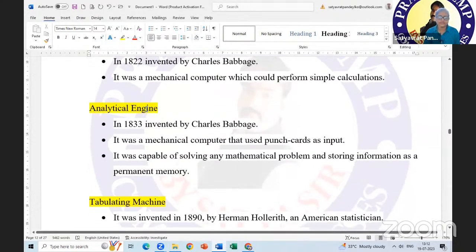Eighth is the analytical engine. In 1833, invented by Charles Babbage, it was a mechanical computer that used punch cards as input. It was capable of solving any mathematical problem and storing information as a permanent memory.